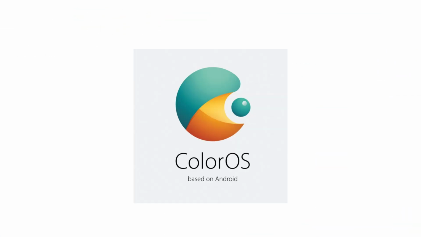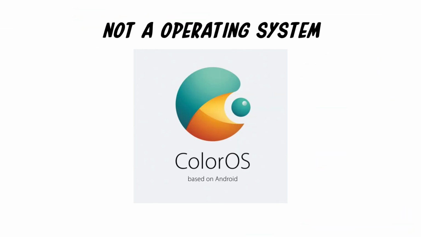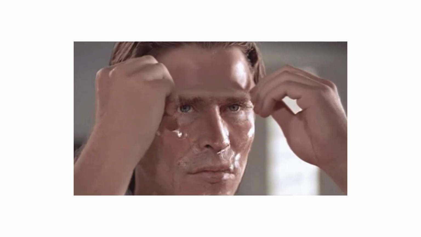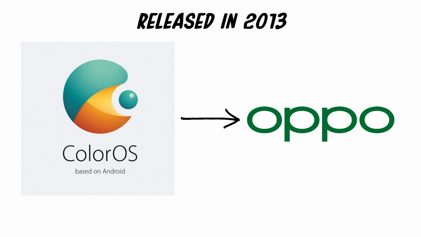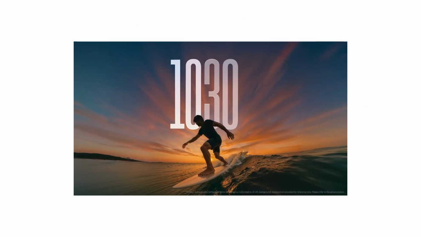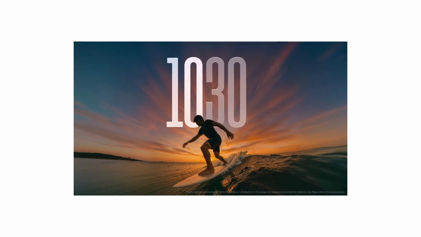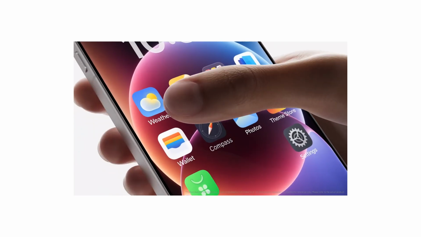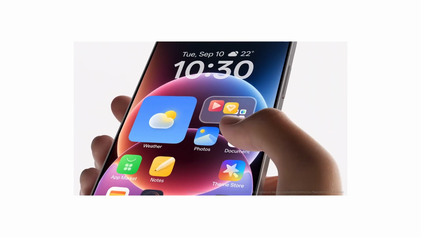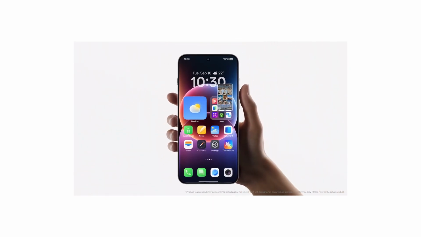ColorOS. ColorOS is not actually its own operating system. It's a custom skin or user interface built on top of Android. Developed by Oppo, ColorOS was first released in 2013. It changes the look, feel, and features of Android while still running Android underneath. ColorOS is known for being feature-rich. It has customizable always-on displays, floating windows, app cloning, and extensive gesture controls.